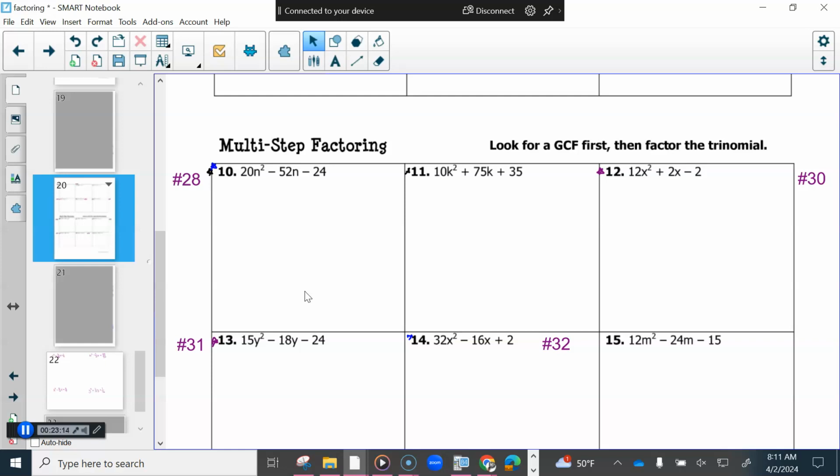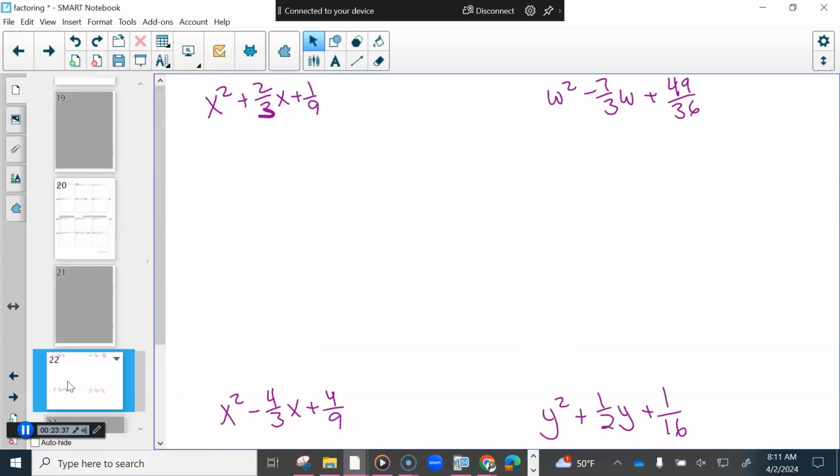Somewhere where you have space, maybe on the sides of the front, or get a separate sheet of paper, I want you to write, we'll just do one of these, maybe we'll do some of these as a warm-up for tomorrow. Just write down that first one, x squared plus 2/3 x plus 1/9. And this will be the last one we do today.